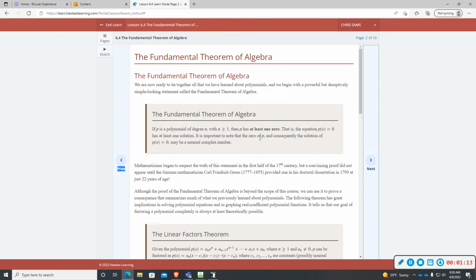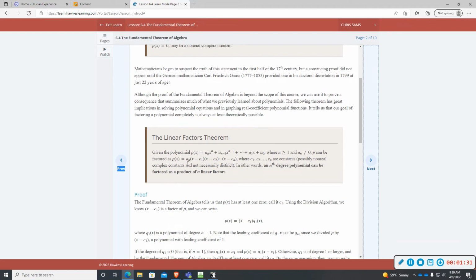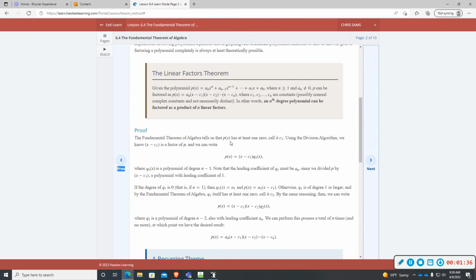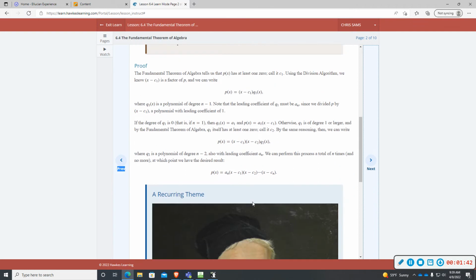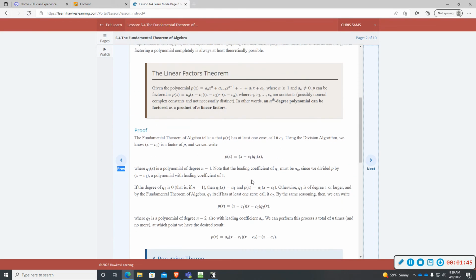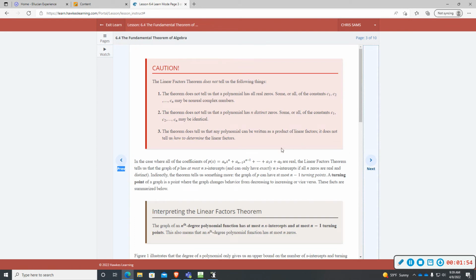It is important to note that the zero of p, and consequently the solution of p of x equals 0, may be a non-real complex number. So it's just telling you that it has at least one zero. So it crosses the x-axis, if you were looking at a graph, at least one time. We will talk about writing this in linear factors. They go through some math, proof, and algorithm information, but it's really hard to follow with all the letters. But it is worth noting and at least looking over. I'm going to break it down in layman's terms for you as we do the problems.